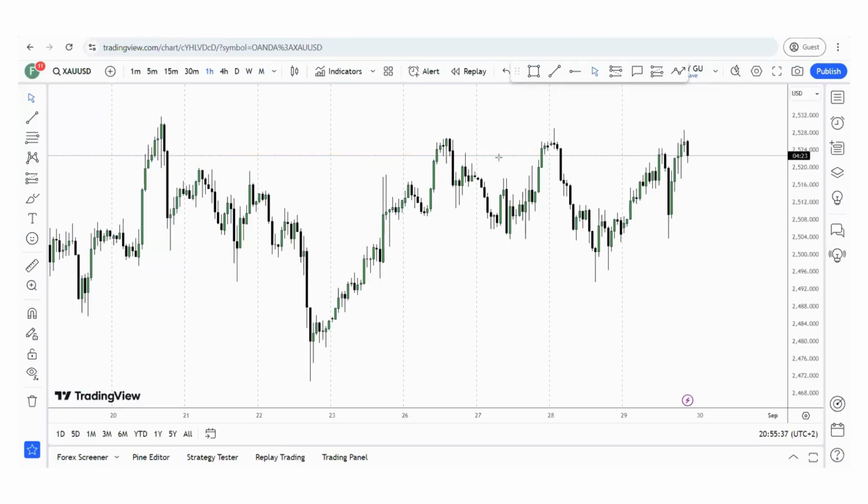All right. Let's discuss how to tell when a setup has been invalidated. We're going to use price action that happened earlier during this session, the New York session.